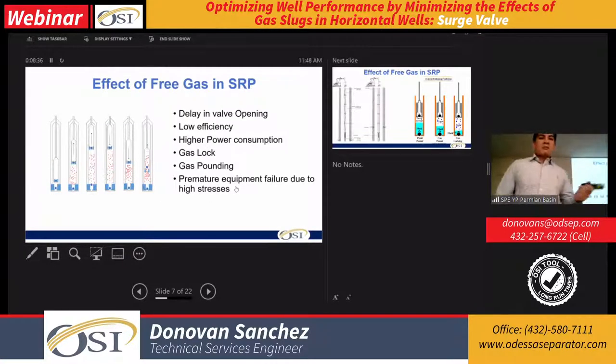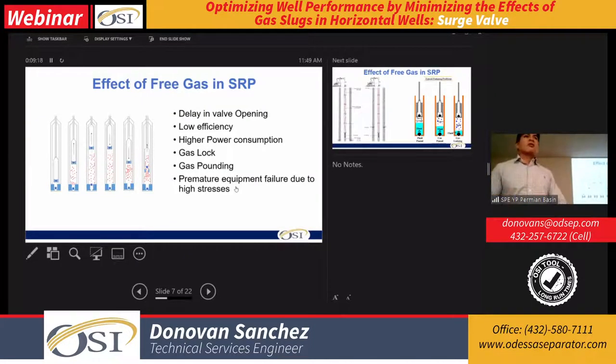So this is what we see in a normal well, but what happens when you convert to a rod pump? What effect does free gas have in a rod pump? Well, it can start off with small issues, like a delay in the valve opening. You're getting less efficiency from the rod pump. You're now seeing pump fillage of 50, 60% versus 80% when the fluid level is a little higher. You start to see low efficiency, low fluid fillage. Then you start seeing bigger issues in the rod pump: higher power consumption to pull that fluid, and then gas locking and gas pounding.